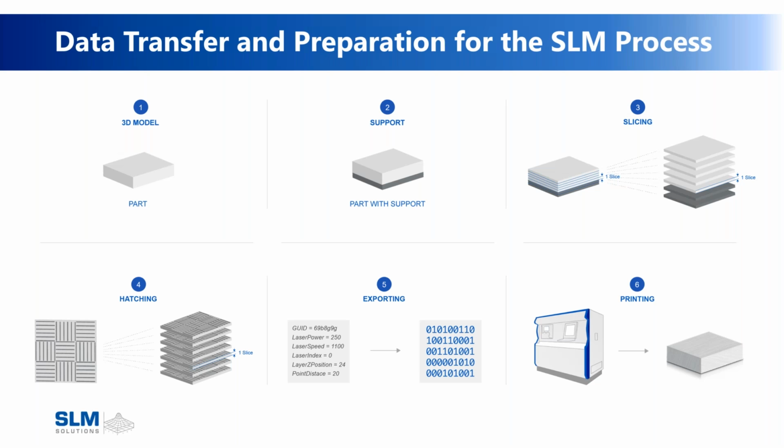From there, we add our slicing. So this is where we're going to break our part up. As we build this, we build these in typically 30 to 60 micron layer thicknesses. So we have to take that entire part and break it down into our individual 30 to 60 micron layers, depending on how we want to do that.